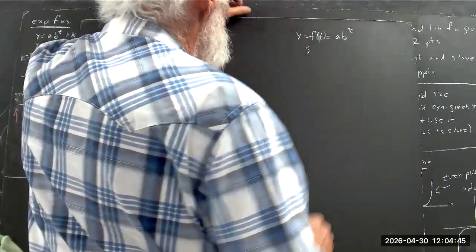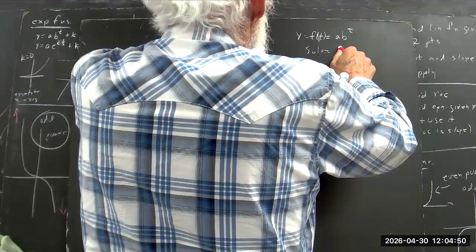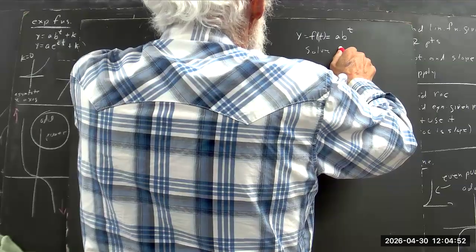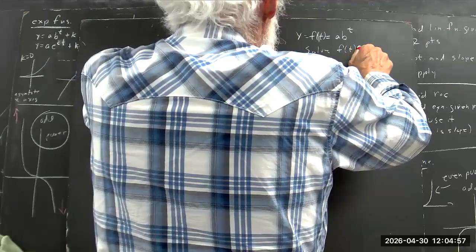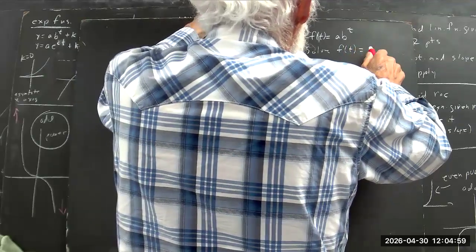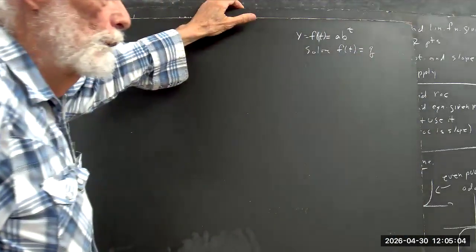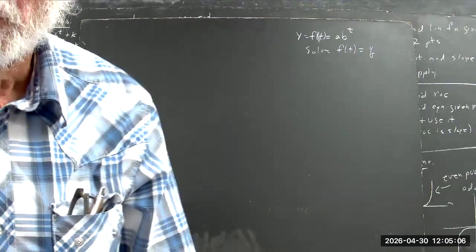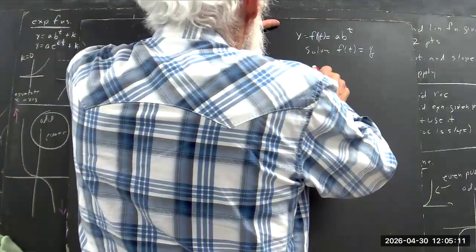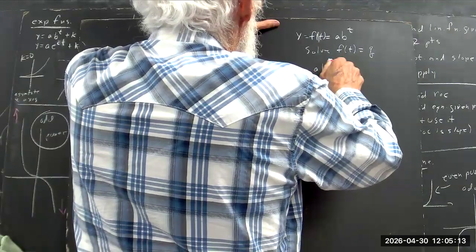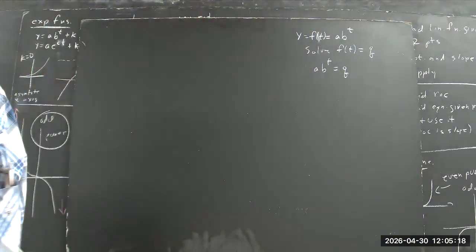Y equals f of t equals ab to the t. Let's say we want to solve f of t equals q. I'm just going to do it with symbols because it's going to be the same as it would be with numbers. Okay, so what we have is ab to the t equals q.